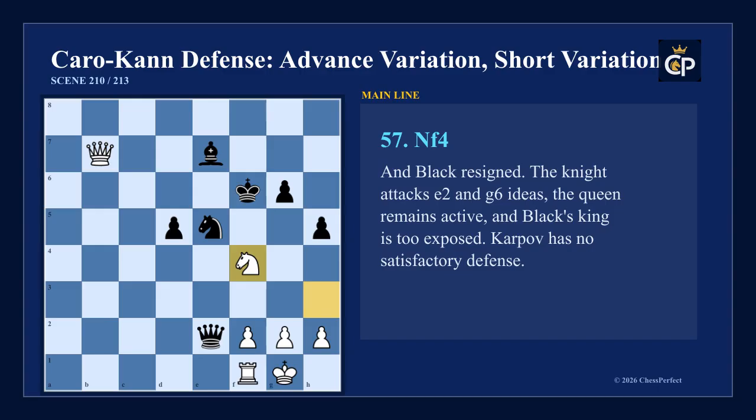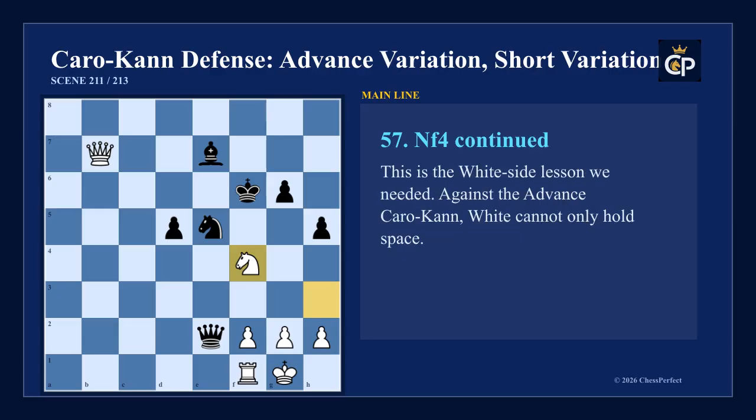The knight attacks e2 and g6 ideas, the queen remains active, and black's king is too exposed. Karpov has no satisfactory defense. This is the white side lesson we needed. Against the advanced Caro Kann, white cannot only hold space.